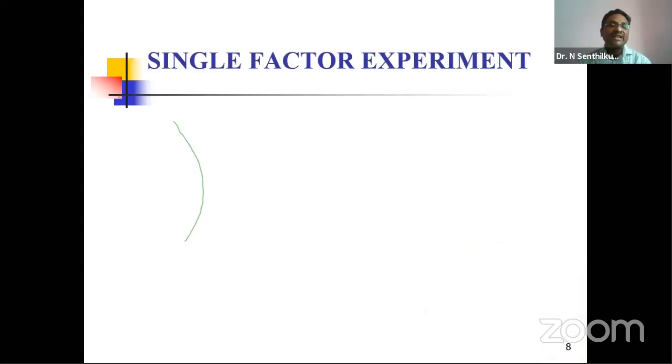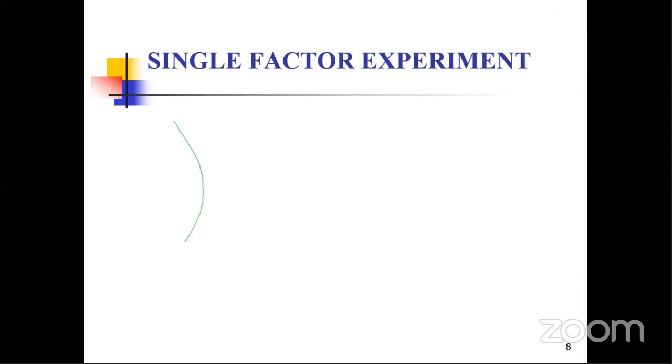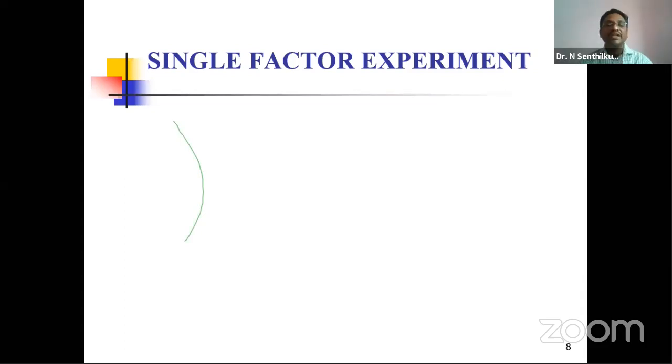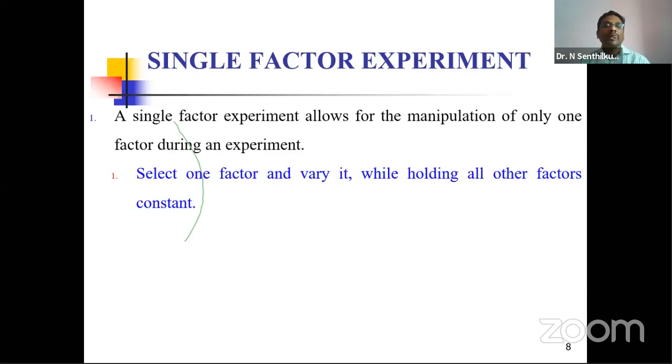Then we move on to the single factor experiment, in which one factor is being changed at a particular time. In the single factor experiments, we are going to change only one factor at a time, whereas all the other considered factors should be kept at a constant level. So select only one factor and vary it while holding all other factors constant. If I consider three values for a factor, then the constant factor may be held at the first value or second value or third value. That we'll see in the example.